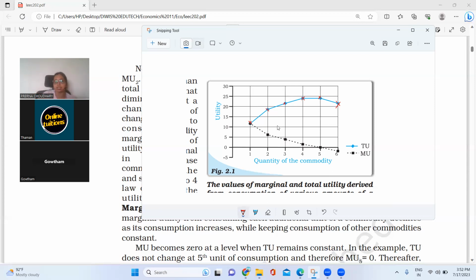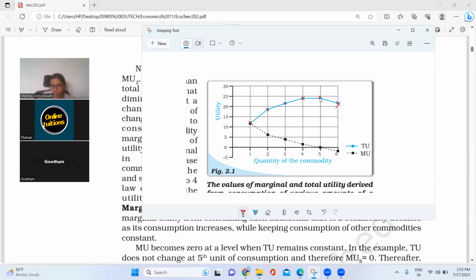And obviously, the way you have made TU, the way you can make MU as well. MU is obviously going down, because we have learned it's diminishing marginal utility. The thing which you need to keep in mind is that when the total utility is highest, you'll see that the marginal utility is lowest. And the moment marginal utility starts decreasing, meaning getting negative, the total utility starts decreasing.